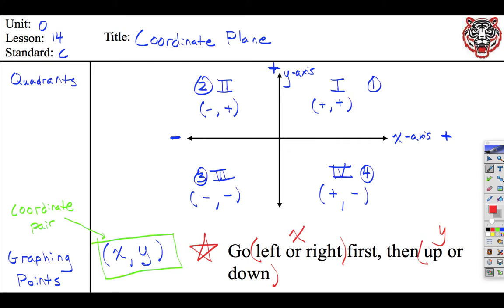So make sure you're always going left or right first. If you're going up or down first and you're going backwards, I mean, if it works for you, it works. But if you're starting to get questions wrong, then go back to this procedure. Go left or right first, then up or down to find the y.